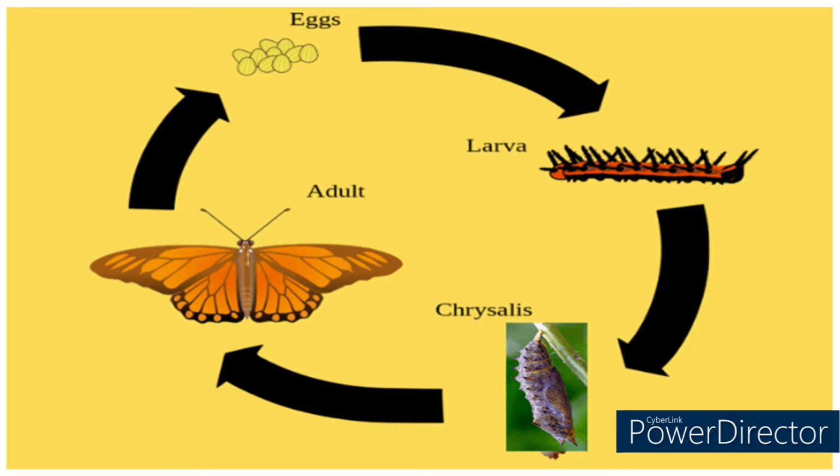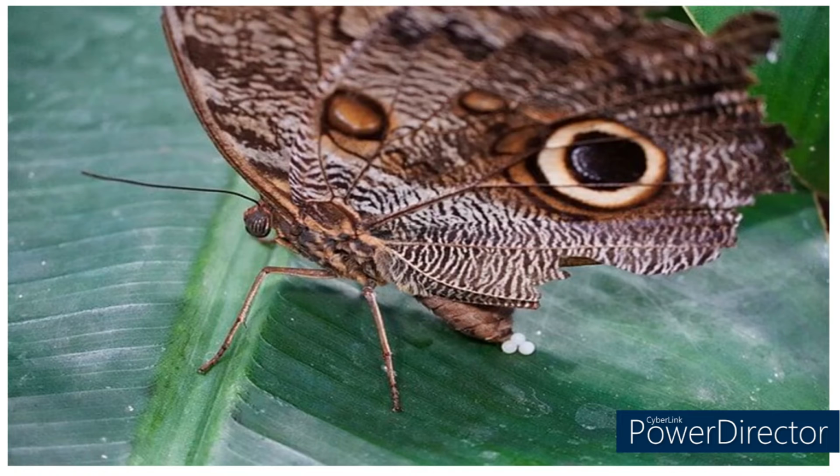A butterfly begins life as a fertilized egg. A female butterfly lays a lot of eggs, usually on leaves or stems of plants. Butterfly eggs are very tiny and may be in different shapes like spherical, oval or cylindrical.